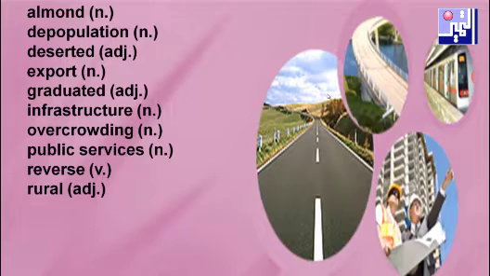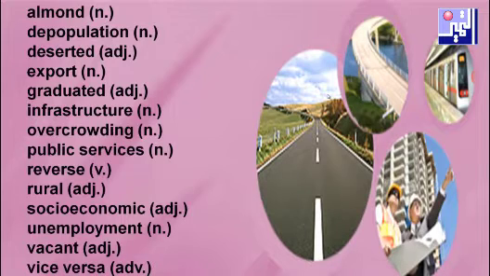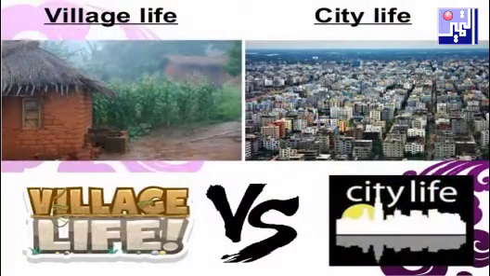Then we have rural life. Rural here. Then we have socio-economic. After that, unemployment. The one before the last is vacant. The last one is vice versa. This is the new lexical items we have today.